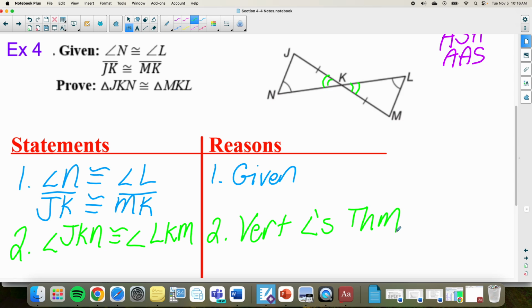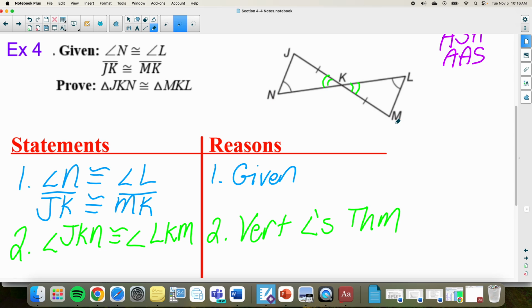Now, I just want to ask you guys this, just to make sure that you wouldn't make this mistake. Could I say this angle and this angle are congruent in the pink because of alternate interior angles? No, why not? Because they are parallel. They're not parallel. Very good. I just want to make sure you knew that.